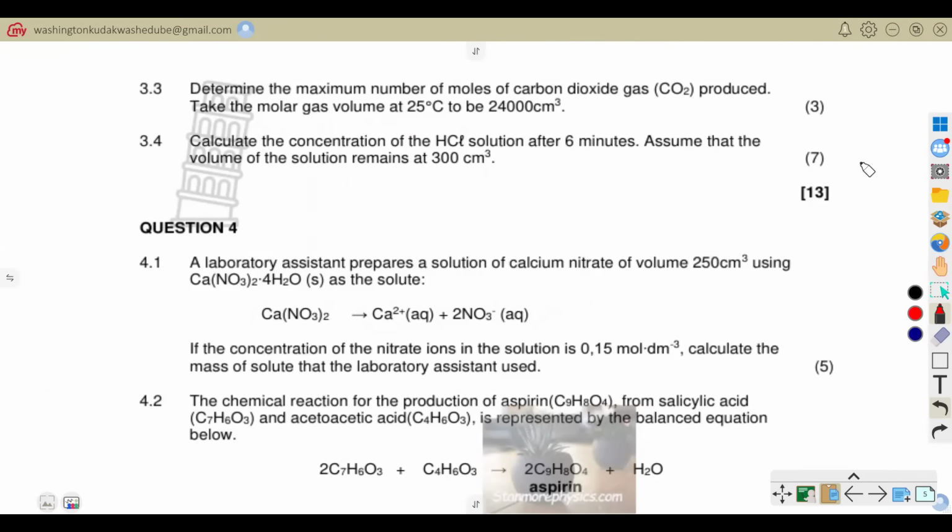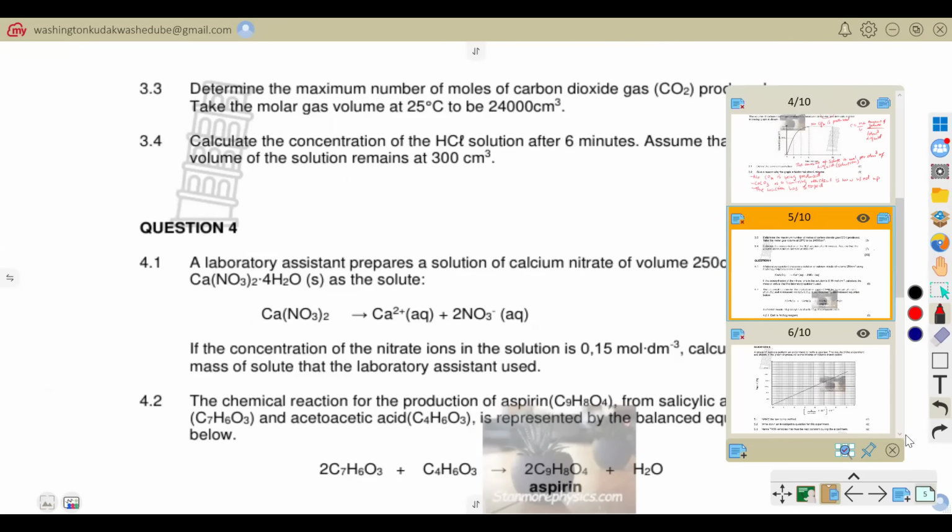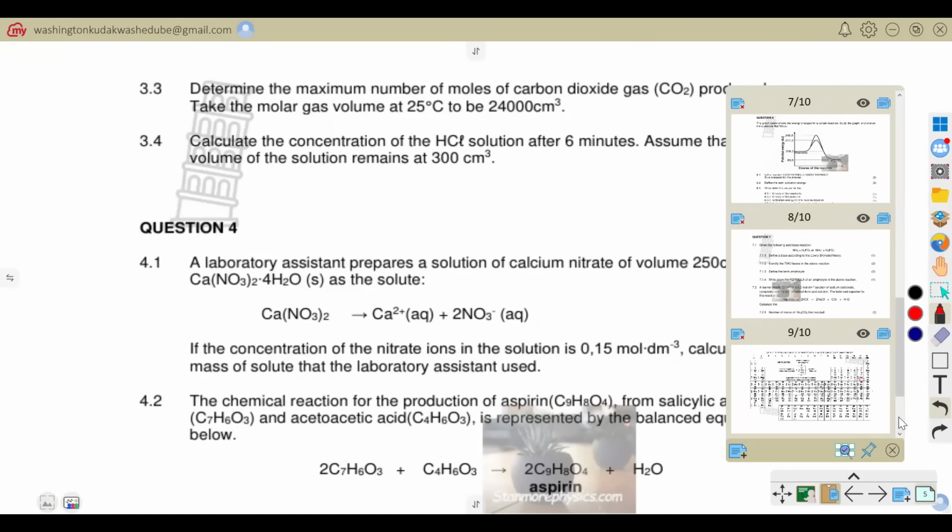On my slide here, they are now saying determine the maximum number of moles of carbon dioxide gas produced. Take the molar gas volume at 25 degrees Celsius to be 24,000 cubic centimeters. So what is it that they want us to find? They want us to find the number of moles. How do you find the number of moles? Let me show you the formula sheet.